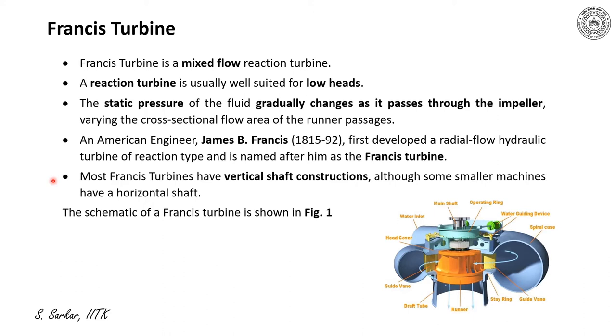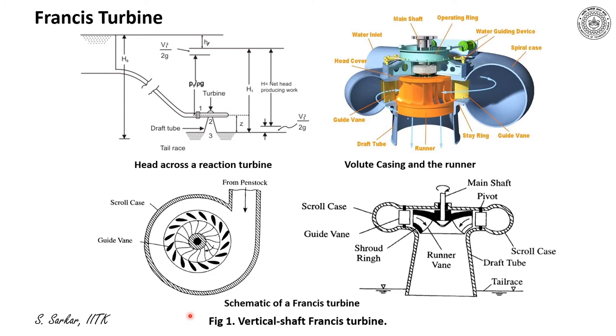The schematic of a Francis turbine is indicated in figure 1 in the next slides. Figure 1 illustrates a vertical shaft Francis turbine in different views and figures to illustrate the different features. Here I have given a schematic of the whole system to illustrate that the turbine is connected to the reservoir by a long pipeline which is called a penstock. So the penstock brings the water to the turbine, and then the water is ejected after flowing through the volute casing and the turbine via the duct to the lower sump.